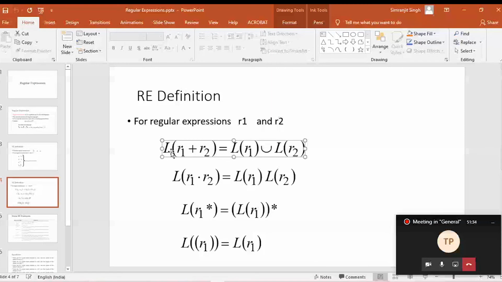I do not want to stress it right now. I will talk about these identities of regular expressions once we have seen some suitable examples. So just hold this slide and wait for a minute.